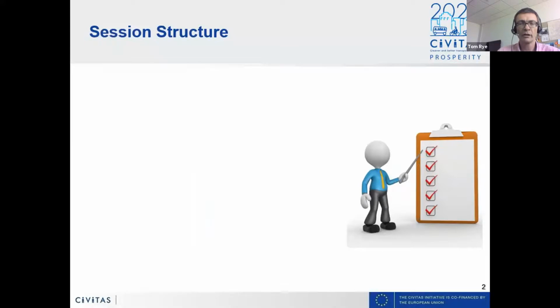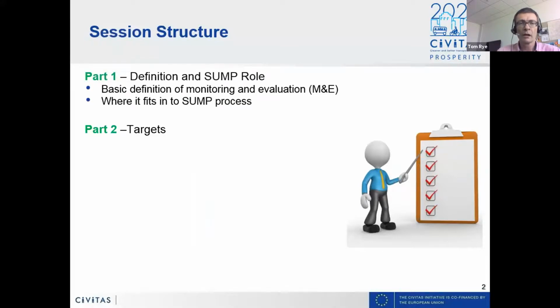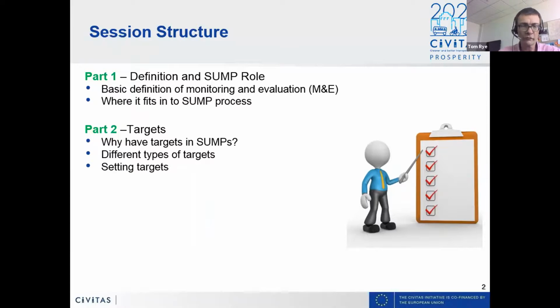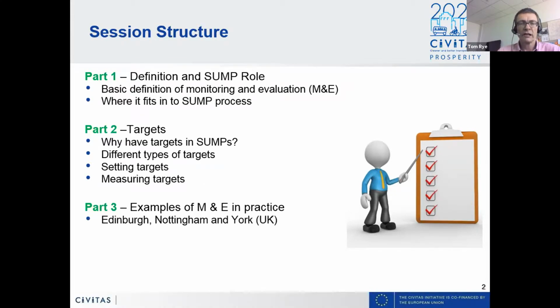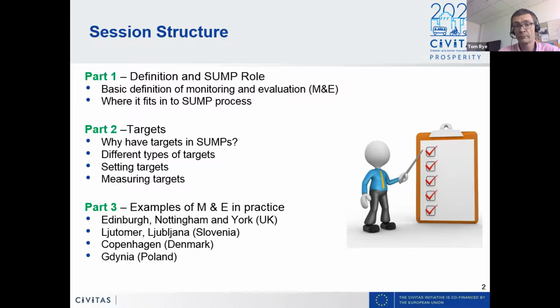Right, I'm just talking about the session structure here. First of all, saying what monitoring and evaluation is and where it fits into the SUMP process. And then think about targets in SUMPs, why we need them, and different types of targets in SUMPs, and how we might set targets and what sources of information there are to set targets. And then just a few examples of monitoring and evaluation and achieving targets in practice from Edinburgh, Nottingham and York in the UK, and Lutimer in Slovenia, Copenhagen in Denmark, Gdynia, Poland. And then maybe if there's time, a little bit about challenges in monitoring and evaluation.